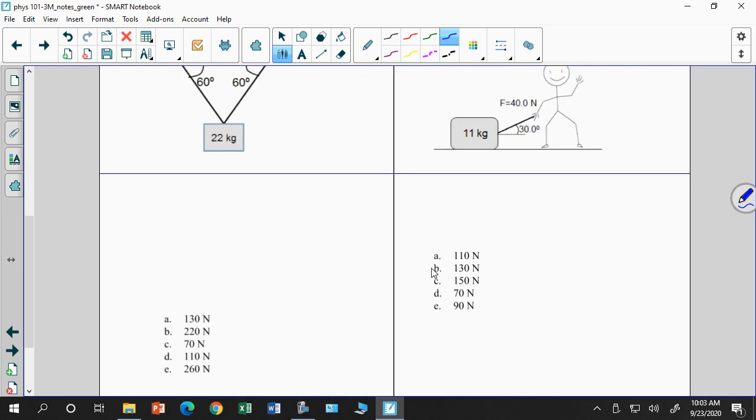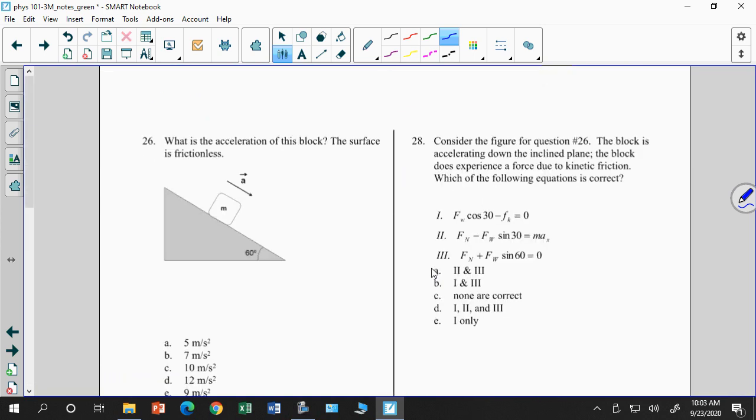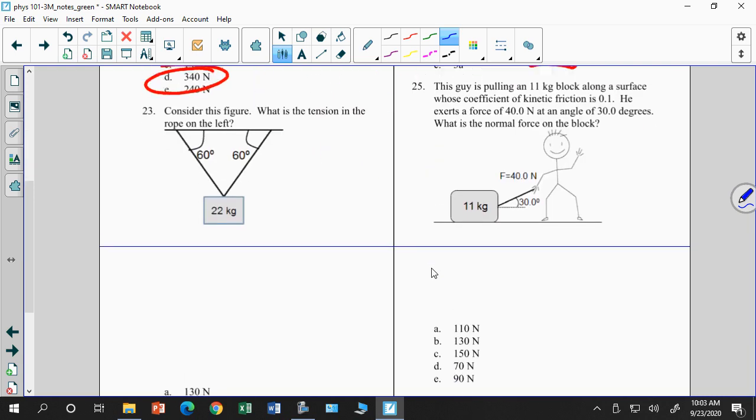Number 25 is another good one. In fact, I think 25 is part of a bigger problem. No, it's not, but you could see it as part of a bigger problem. I have this guy pulling this block, and I ask, what is the normal force? And then after that, let's find what is the acceleration of this object. So, follow my 4 steps.